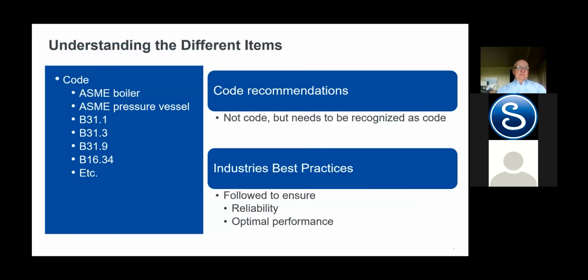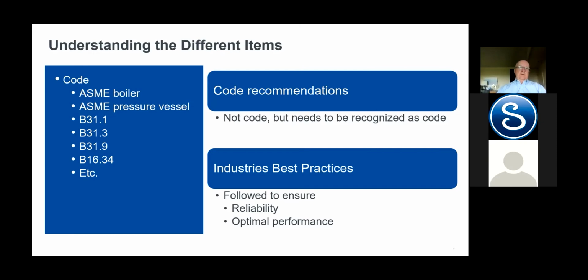Understanding the different items, codes, ASME, the boiler codes, the ASME pressure vessel, B31.1, possibly B31.3, and there's B31.9, B16.34. So there could be multiple codes coming into play when we put in these sample systems. Then there's also code recommendations, which are not code, but need to be recognized because the code says B31.1, there's code items, and then there's recommendations. Might as well take the recommendation, say the code, because they're recommending us to do it the correct way.